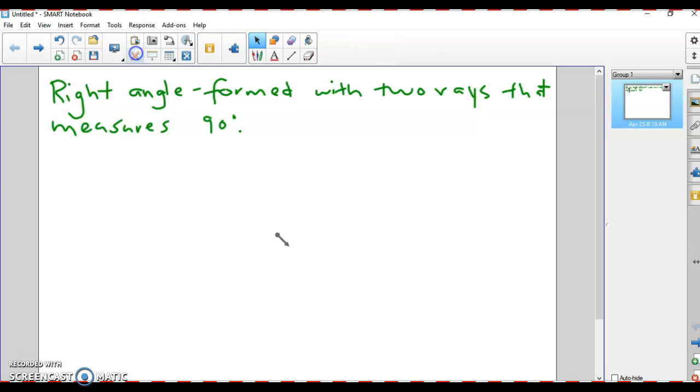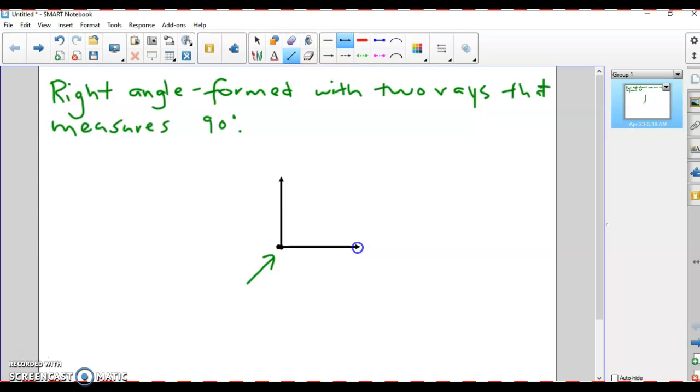And a ray is an endpoint. Here's our endpoint. Endpoint and then a line that goes on forever. All right. So the right angle is formed with two rays. So I only have one ray here. I'm going to make another ray and go the other direction. I'm going to move this over just a little bit so that our endpoints meet up.